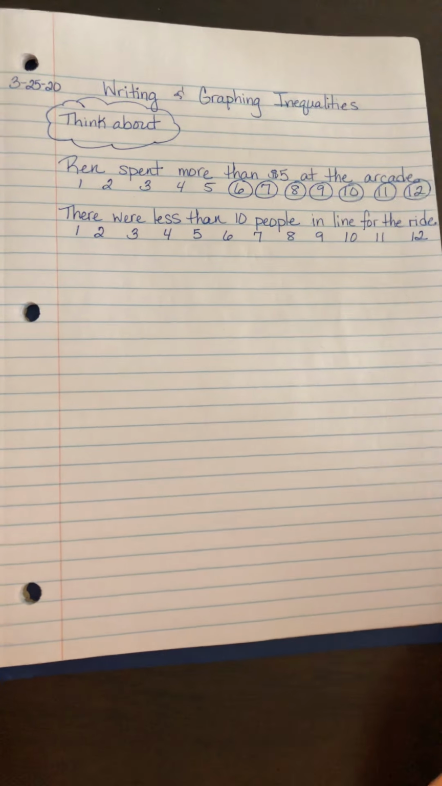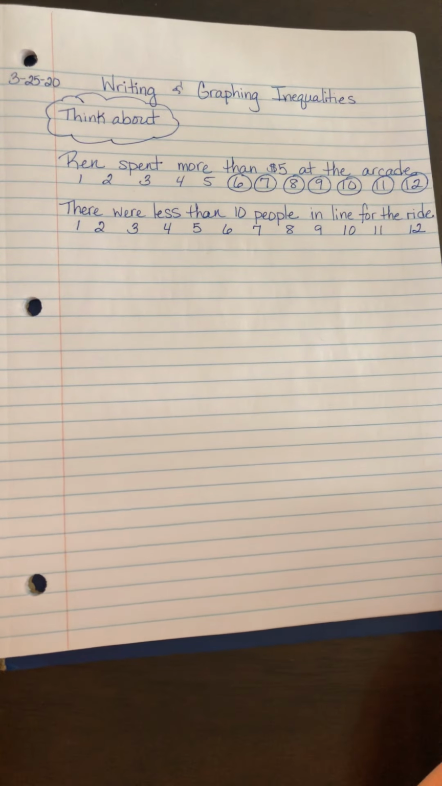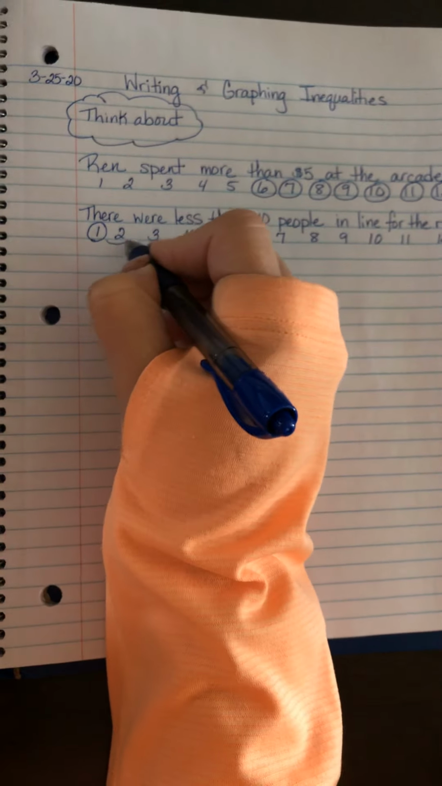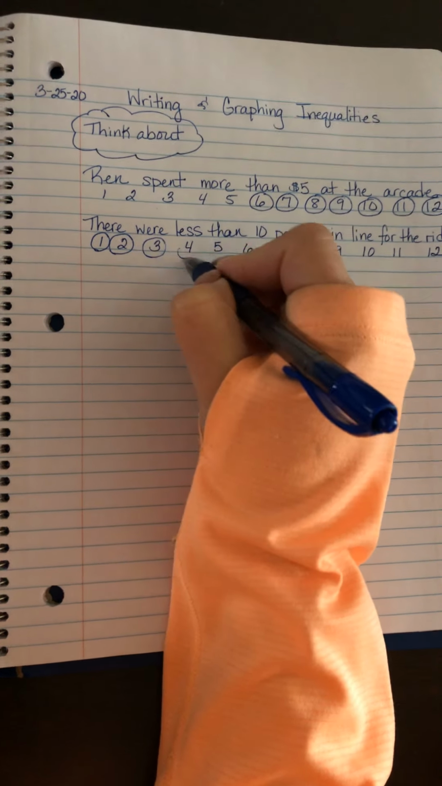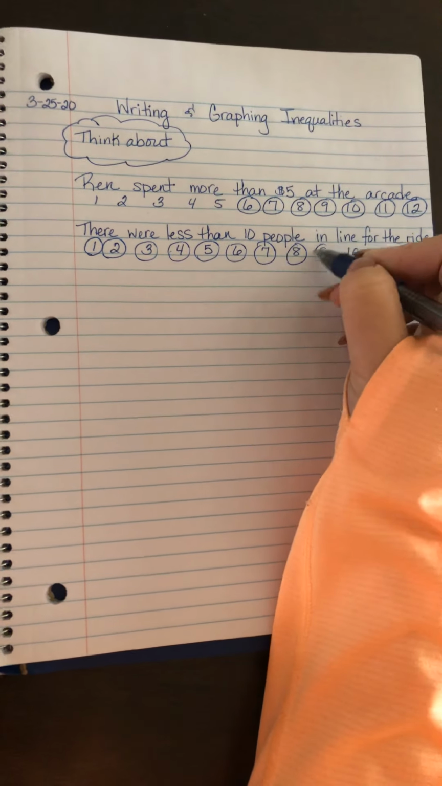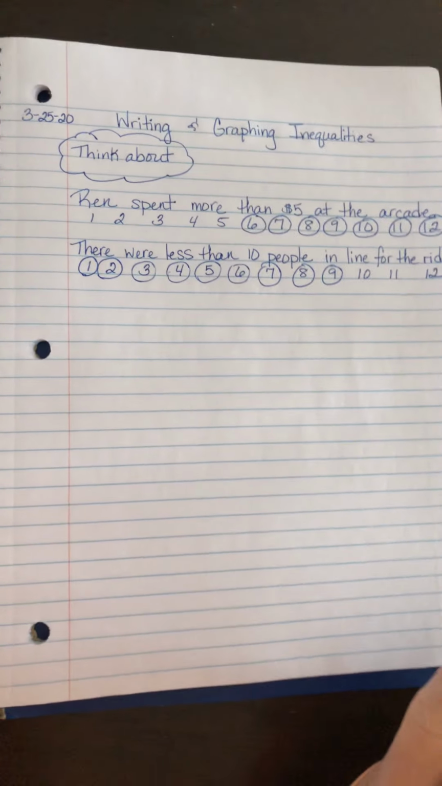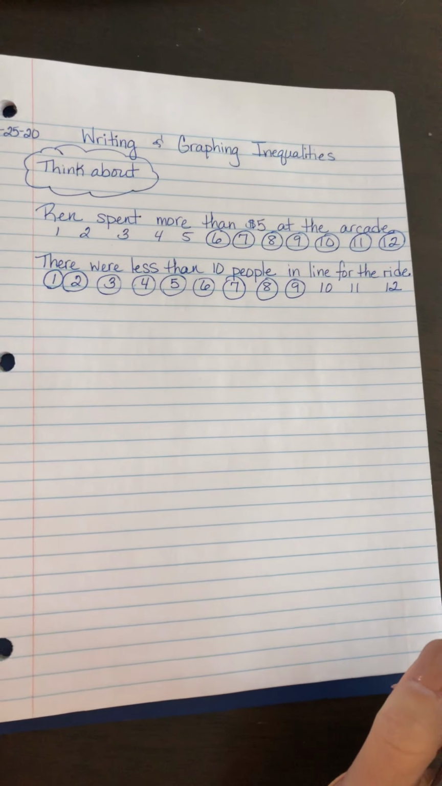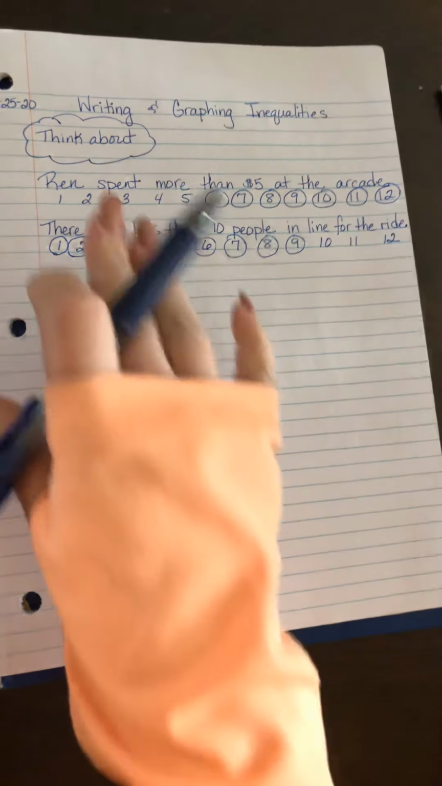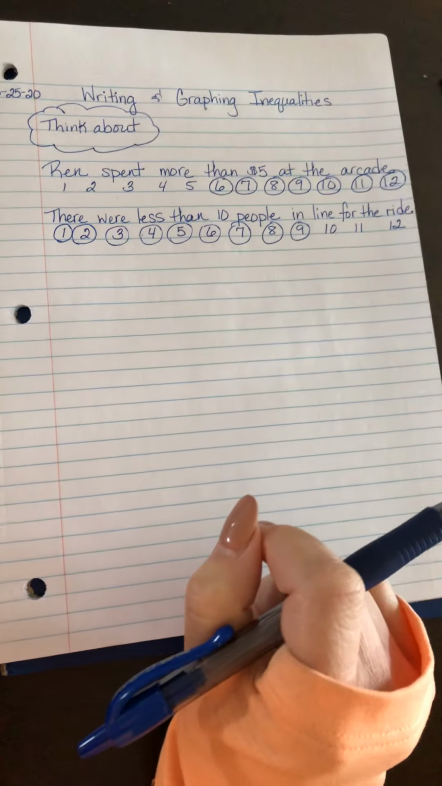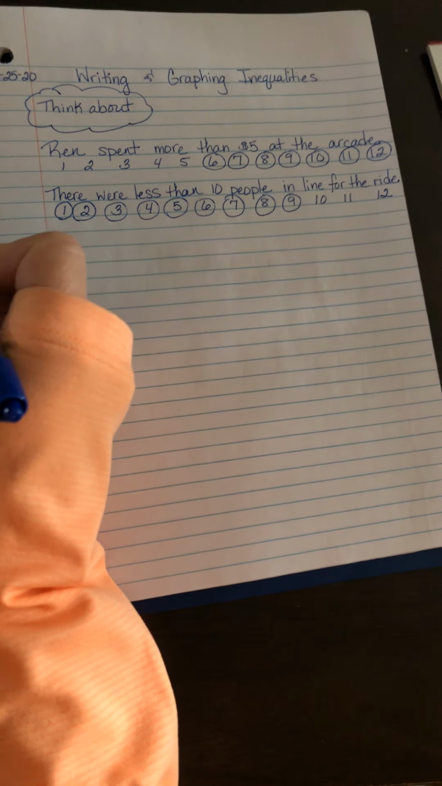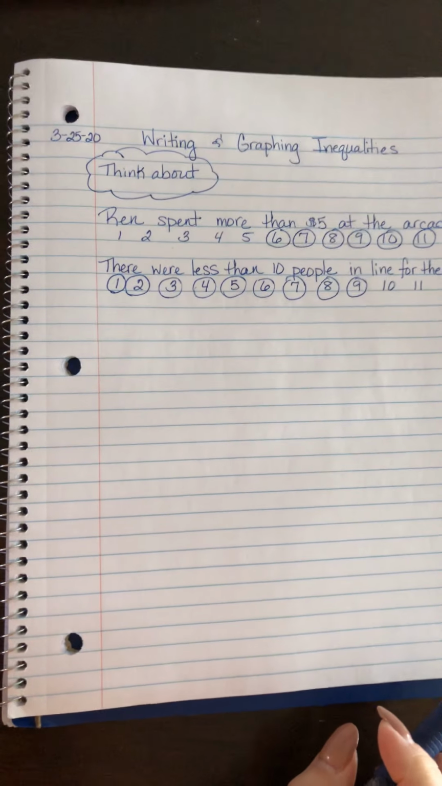There were less than 10 people in line for the ride. So what is less than 10? Is 1 less than 10? Yes. Is 2? Yes. Is 3? Yes. 4, 5, 6, 7, 8, and 9 are all less than 10. Is 10 less than 10? No. So that's why I didn't circle it. Okay? So I want us to keep this in mind, that these numbers would have obviously kept going to the left, okay?